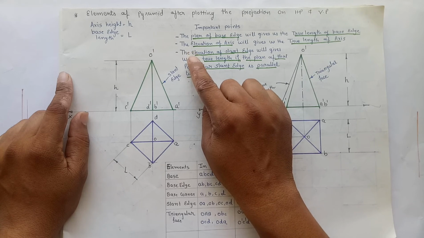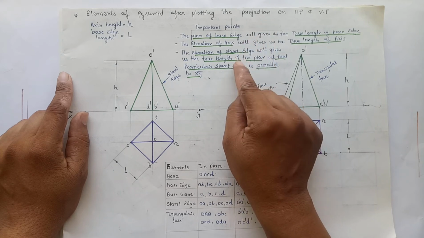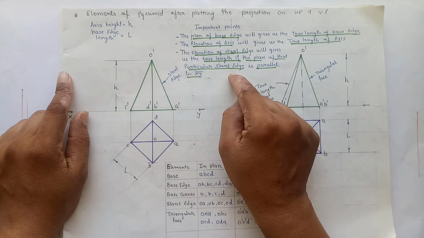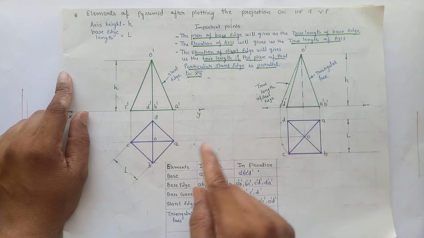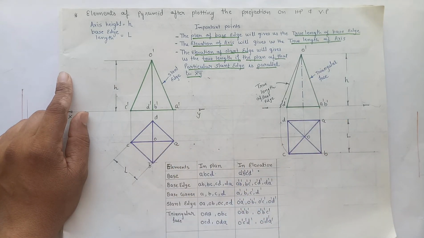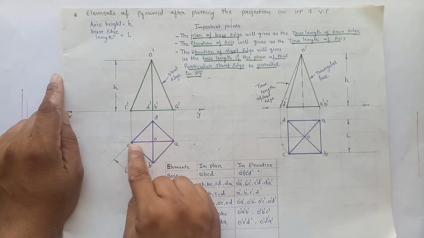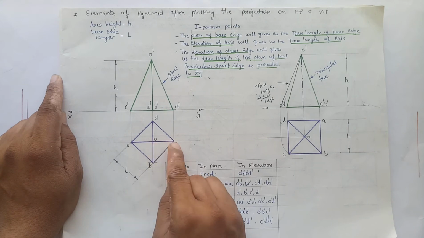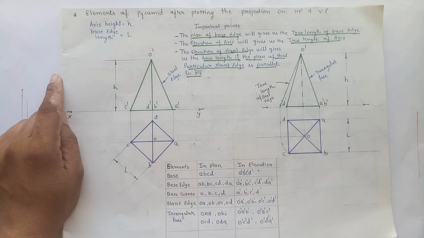Now the elevation of the slant edge will give us the true length, but only if the plan of that particular slant edge is parallel to XY. Here we can see that the plan of the slant edges OA and OC is parallel to the XY line. So the elevation of the slant edges OA and OC will give us the true length. That means O dash A dash and O dash C dash are the true lengths of the slant edges.